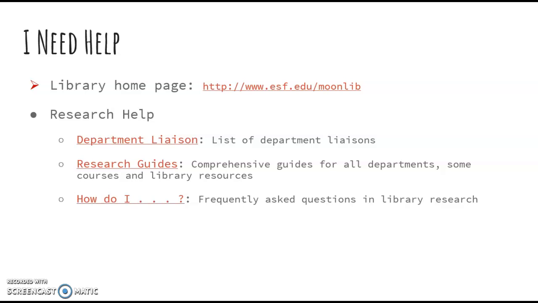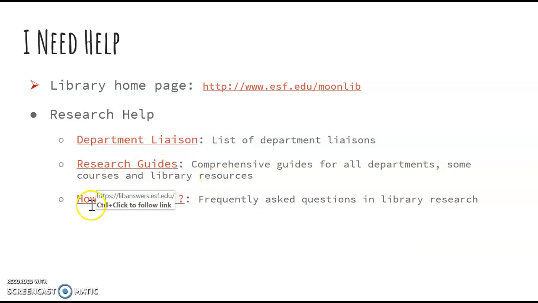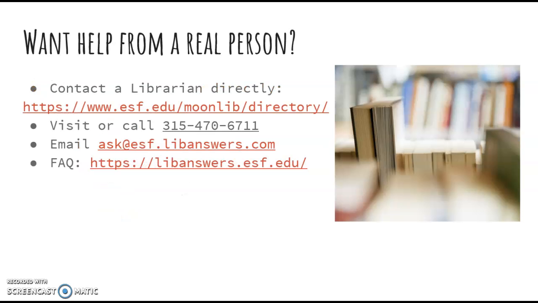So if you need more help, you can go to the library homepage. There's research help, and there's a department liaison, which is a list of departments. Each department has a librarian liaison to help with research. There's, again, research guides for all departments, some courses and library resources. And there's also a section for frequently asked questions. These will be linked in the PowerPoint.